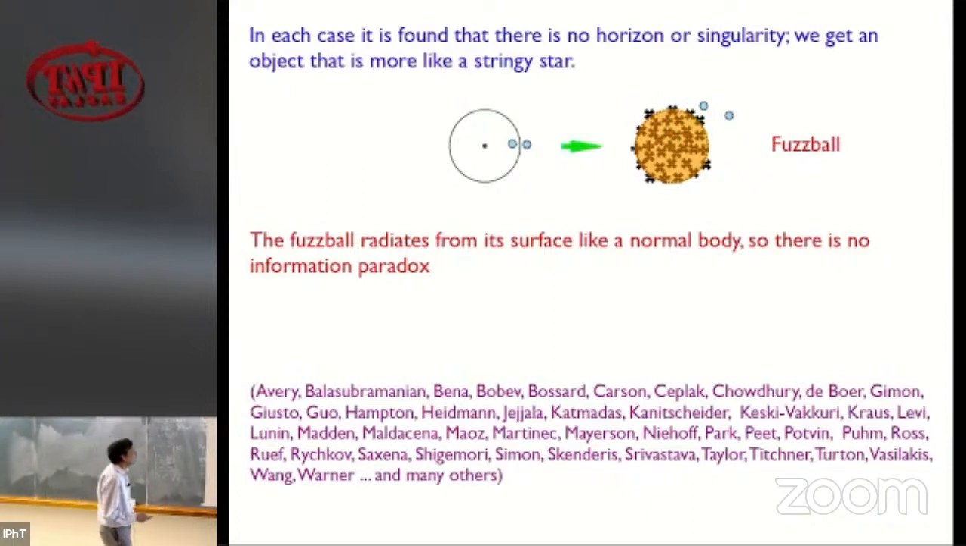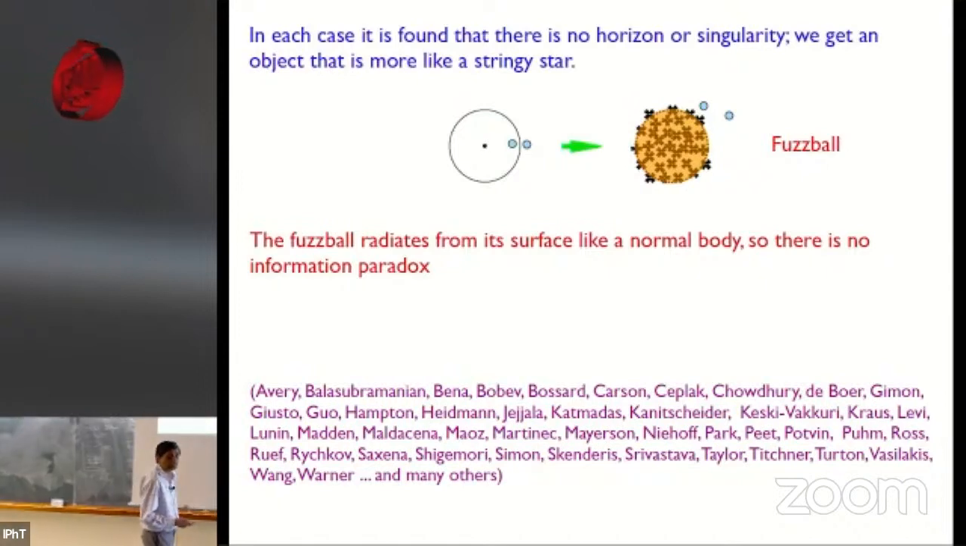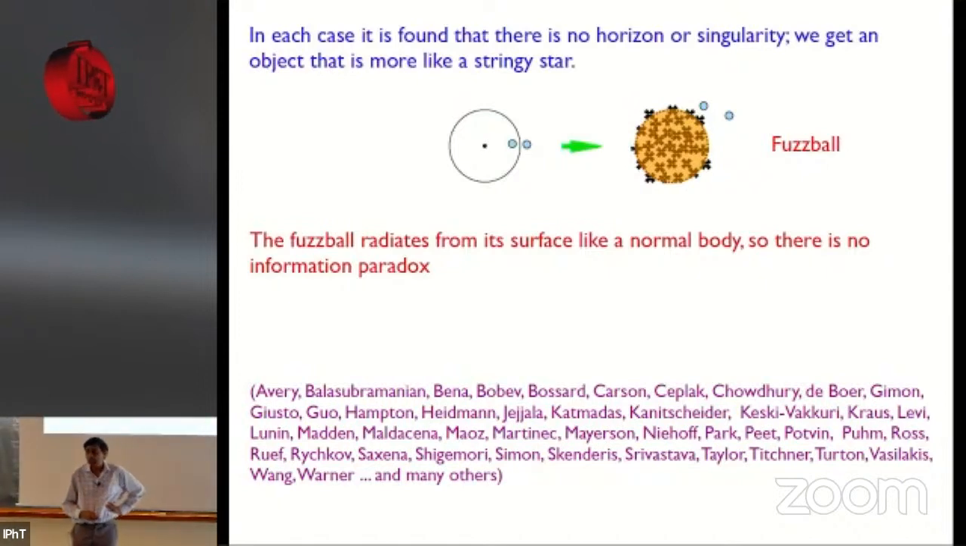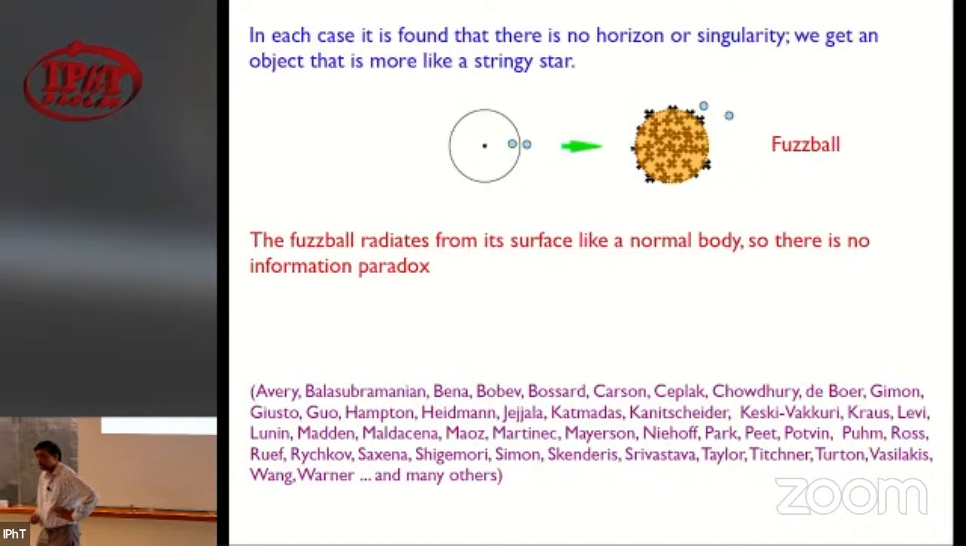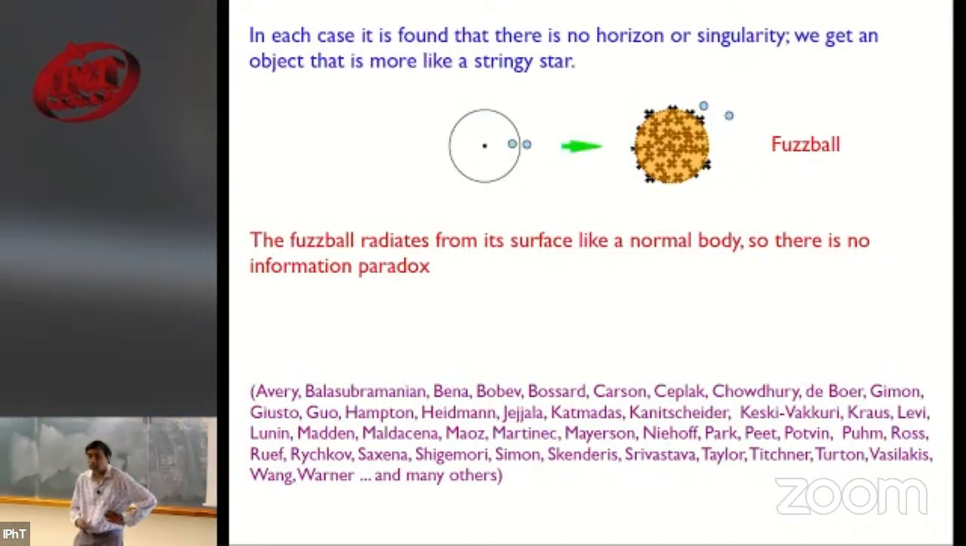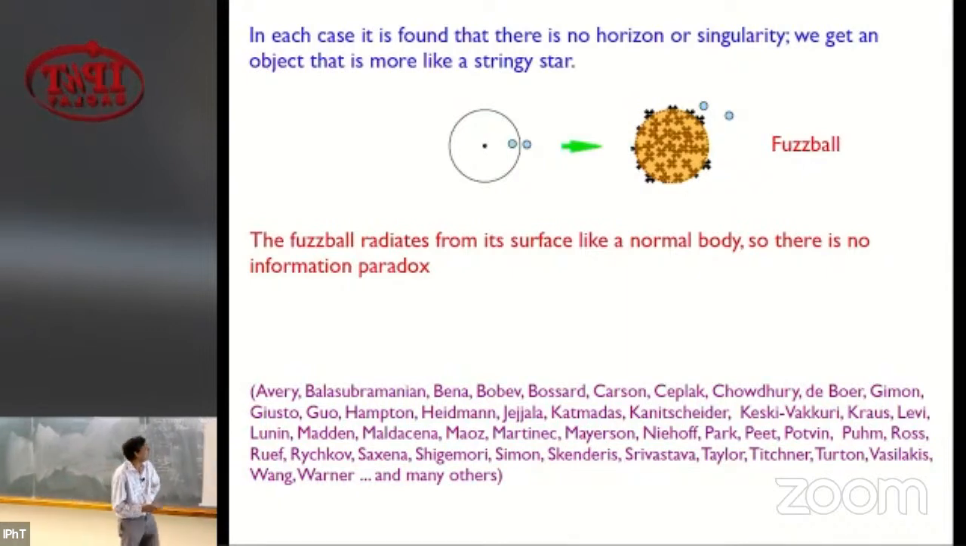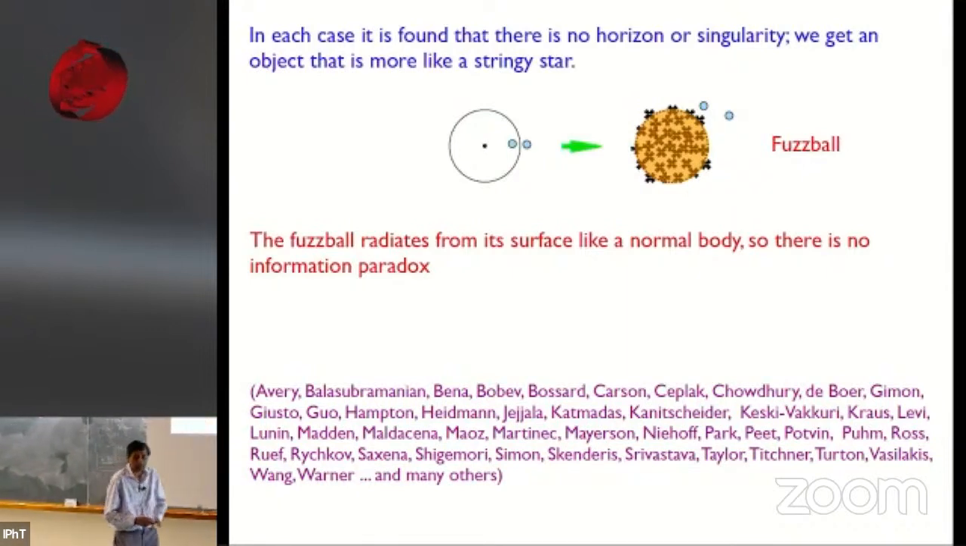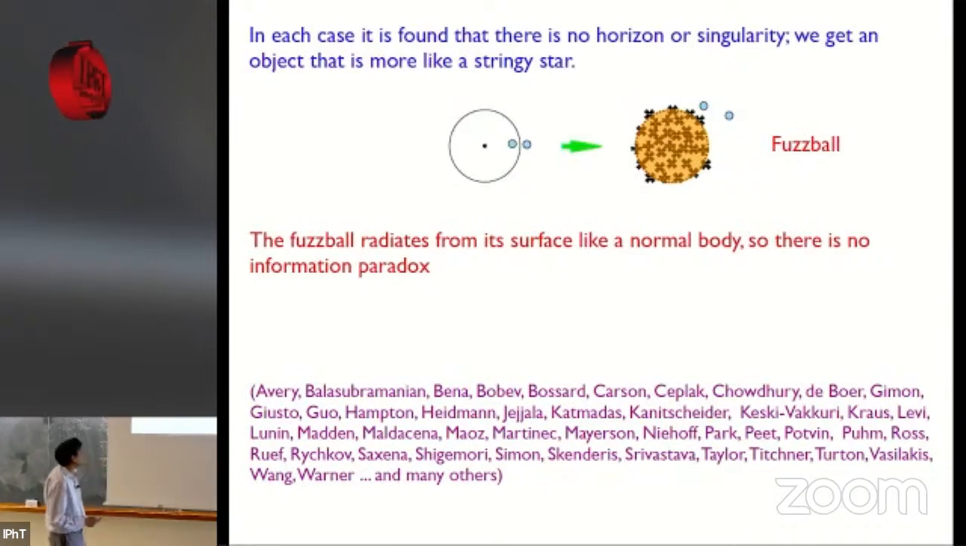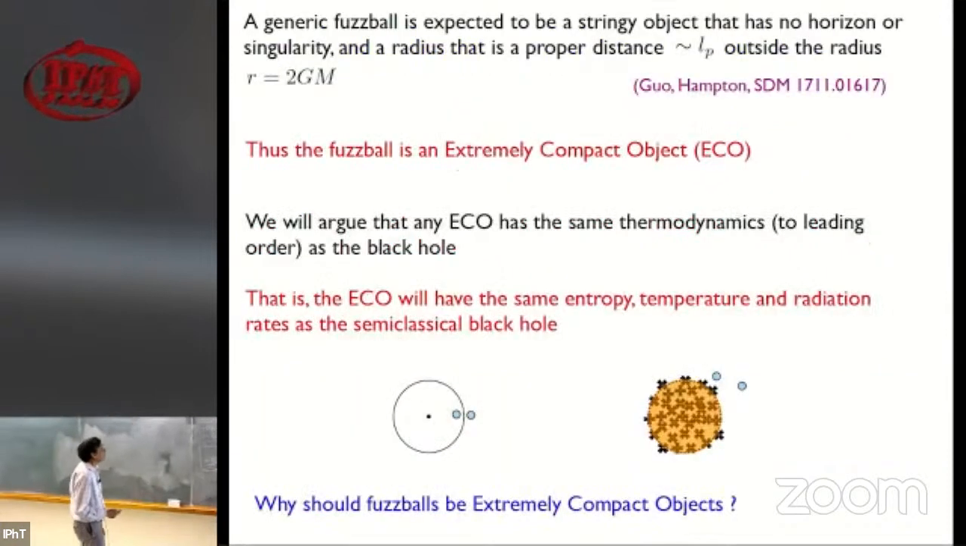So in 20 years of doing this game and making all kinds of states, nobody has ever found anything which was actually inside the horizon. So it would seem that string theory knows how to solve the problem for itself. It just tells you that no bound state can actually create a horizon, and then everything radiates from itself like a normal body, and so there is no paradox. And in string theory, the theory is clever enough to evade the puzzle.